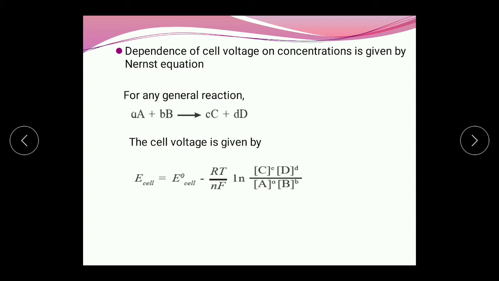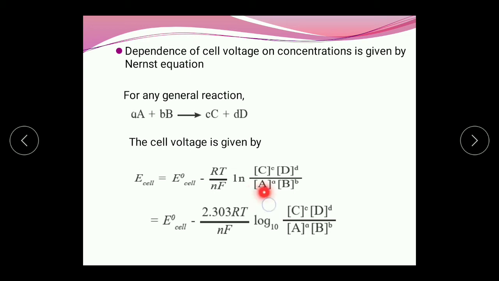So, now ln should be converted into log to the base 10. For that, what we have to do? We should multiply this factor by 2.303. Other things remain same. E cell equals E0 cell minus 2.303 RT over nF log to the base 10 of concentration of C raised to c into concentration of D raised to d divided by concentration of A raised to a into concentration of B raised to b.